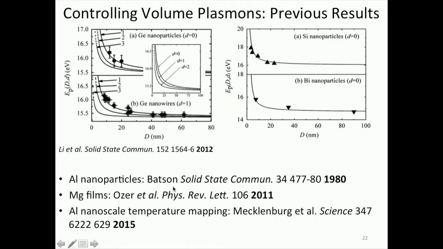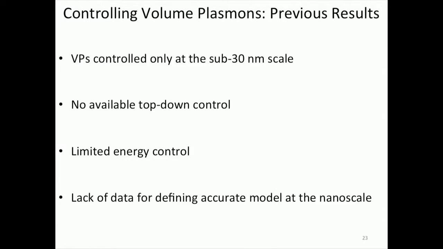Furthermore, there's some interesting work from Batson, who studied aluminum nanoparticles. Recently, there have been some other interesting works where people study volume plasma in magnesium thin films down to the atomic scale. And also, people have used the volume plasma resonance to map temperature in aluminum nanostructures. So to sum up the results in the literature, volume plasma could be controlled only at the sub-30 nanometer scale. We have not found available top-down control, such as lithography, to control these resonances.